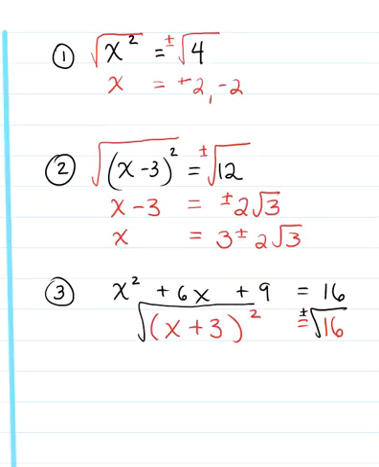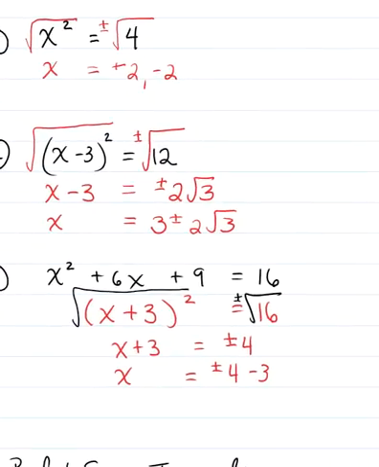The square root of x plus 3 squared is simply x plus 3. On the right-hand side, the square root of 16 is plus or minus 4. And then finally, I have to subtract 3 from both sides. So I will get plus or minus 4, and then I need to subtract 3. Now you have to remember there's two solutions there, so we've got positive 4 minus 3, which is 1 for a solution, and negative 4 minus 3 is negative 7 for the other solution. And you could go back and plug those in and check them.